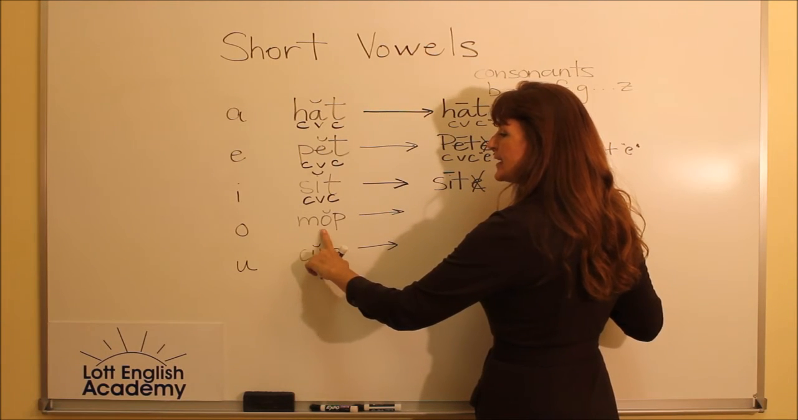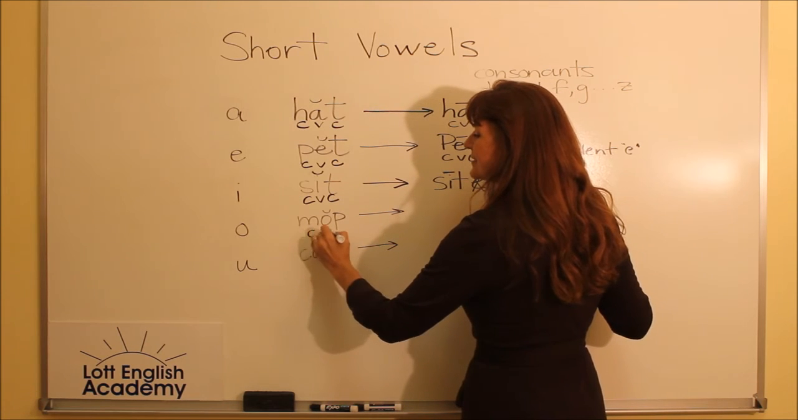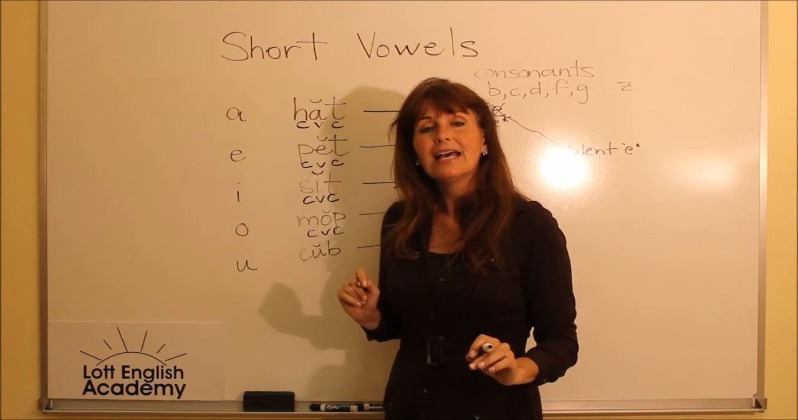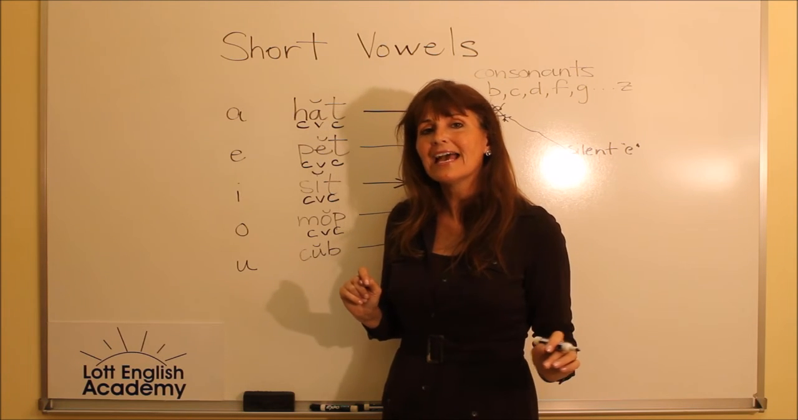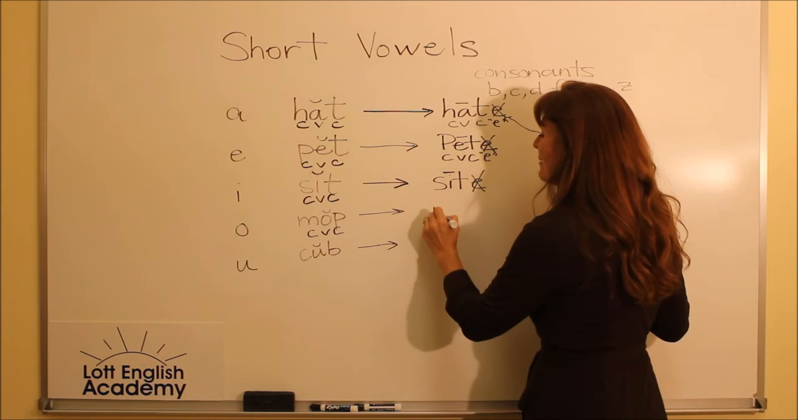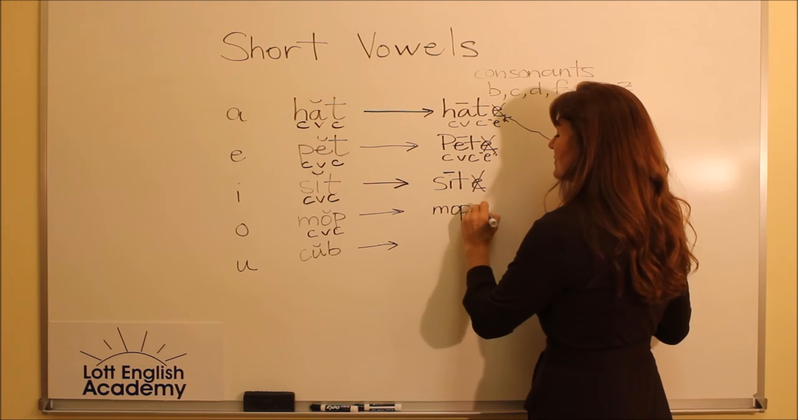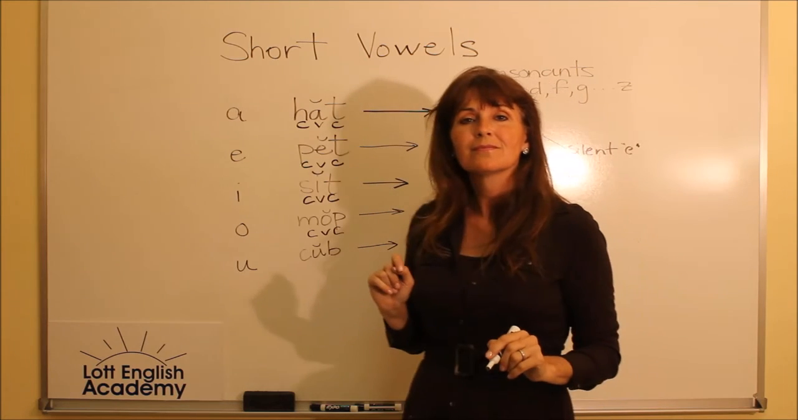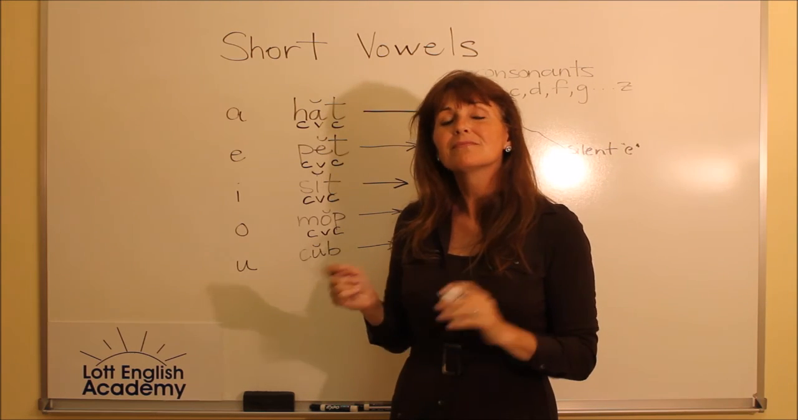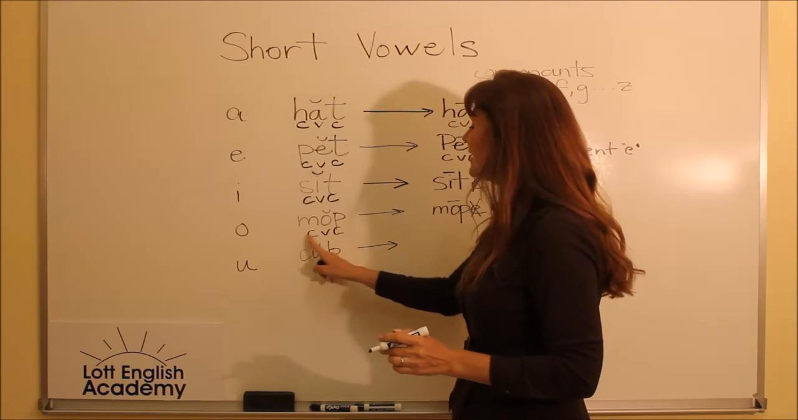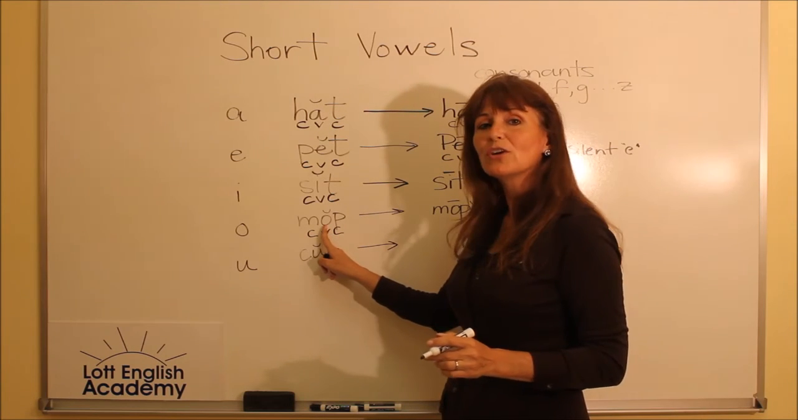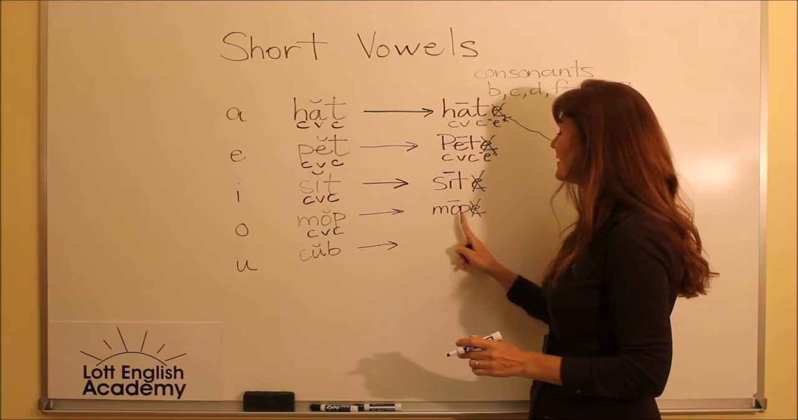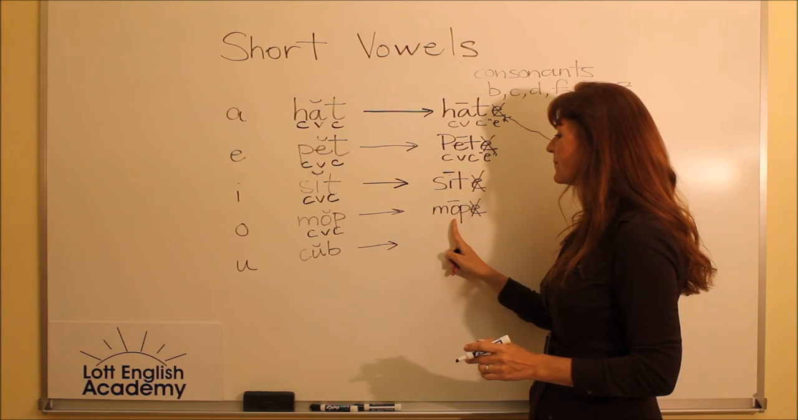Mop, consonant, vowel, consonant, with a short O sound. As soon as we add the silent E to the end, it changes from mop to mope. Mop, mope. Consonant, vowel, consonant, short O. Consonant, vowel, consonant, E, long O.